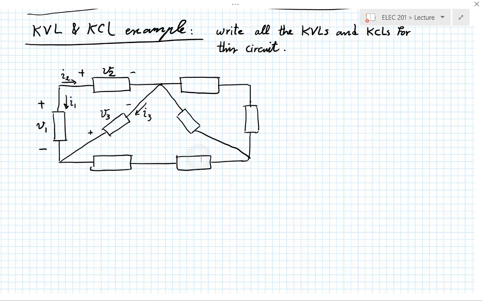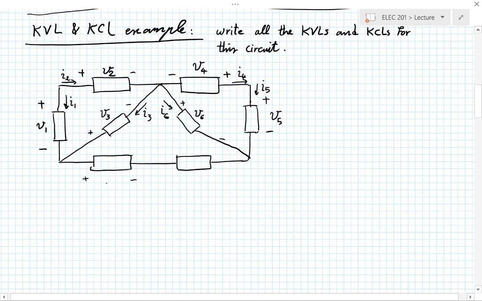Okay, so 1, 2, 3. Let's call this 4. Like this, I4. And V5, I5. V6, maybe I6. V7, I7, I8, and V8, like this. So I've just chosen these for no particular reason.